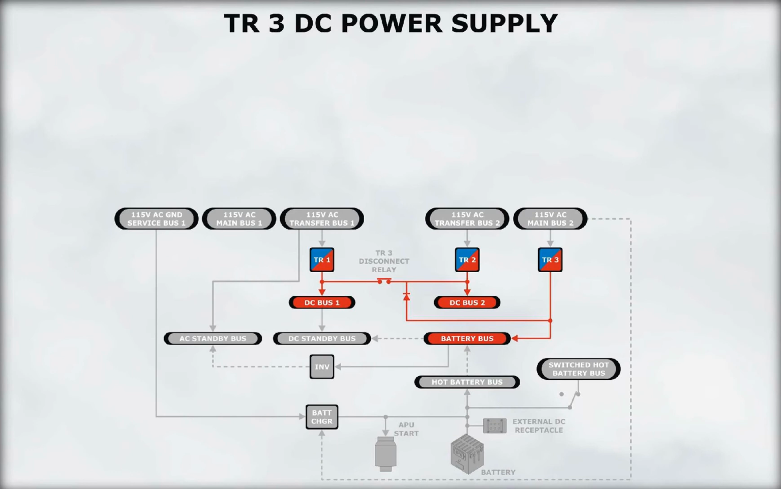TR3 is the primary source of power for the battery bus. It is also used as a backup power source for DC bus number 1 and 2. The DC circuit design is such that TRs 1 and 2 also provide backup power to each other.